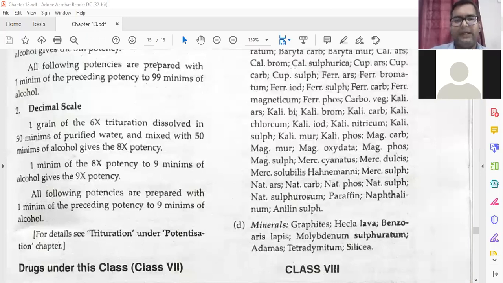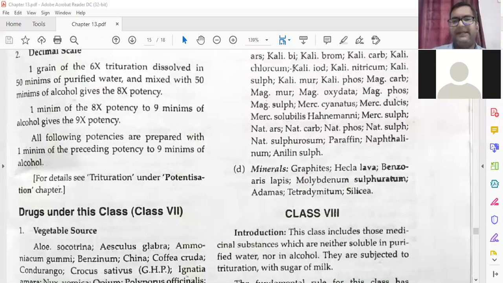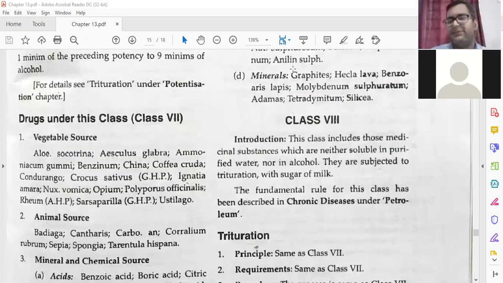Then we have other chemicals here. Minerals are there. Graphites is there. Graphite you already get in your pencils. The graphite is made up of graphites. Then Silicea is there. Silica you have seen already, near the riverbed.